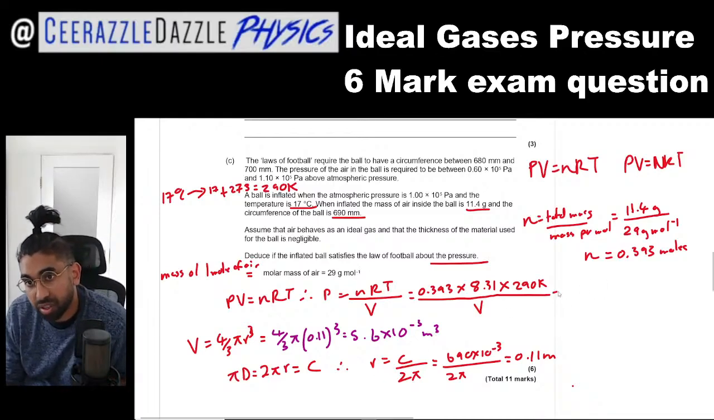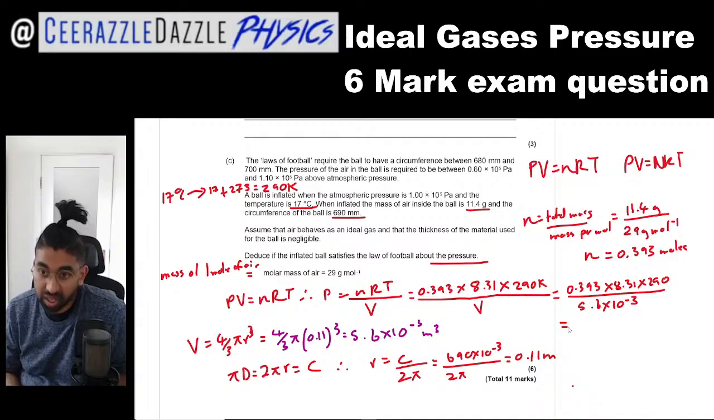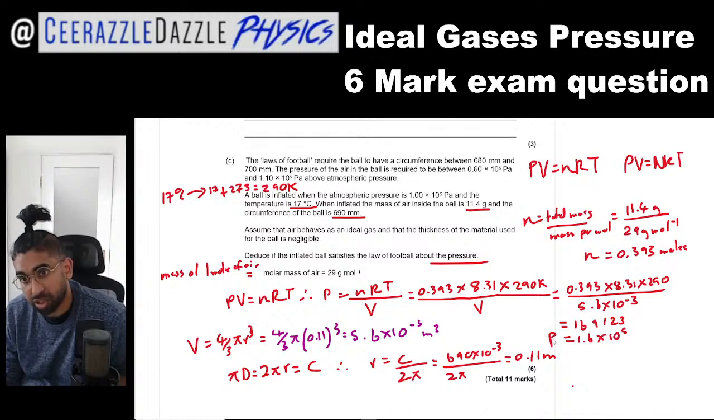Let's chuck it into the pressure, this one over here. So 0.393 moles times 8.31 times 290 divided by the volume that you've got, which we just worked out, 5.6 times 10 to the minus 3. Voila les enfants. So it's going to be 0.393 times 8.31 times 290 divided by 5.6 times 10 to the minus 3. Over here I'm getting the value of 169,123. And then in standard form that's 1.69123 times 10 to the power of 5.